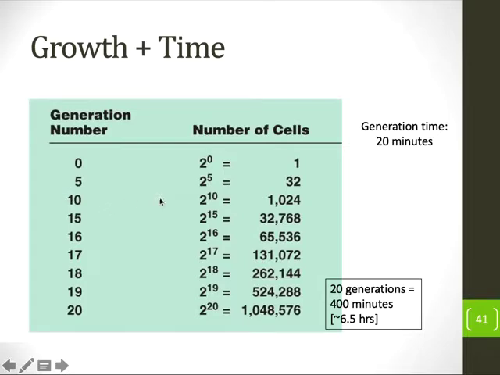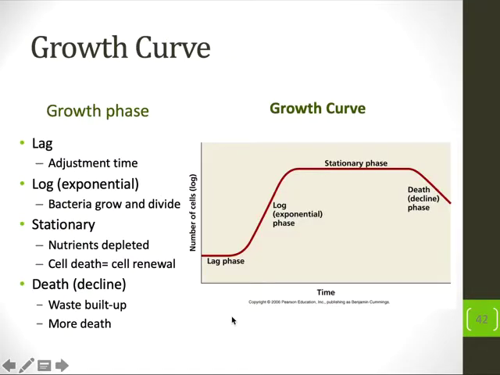So 2 raised to the power of the number of generations will give you the number of cells. By 20 generations, which is 400 minutes, you have over 1 million of them. I mean, just imagine. It's different for different microorganisms. Some of them may take hours, some of them may take days, but generally it's a very quick process for microbes.